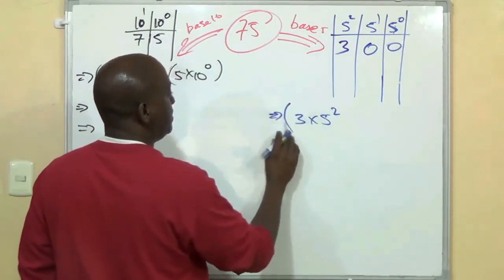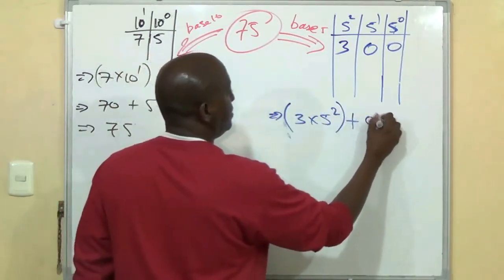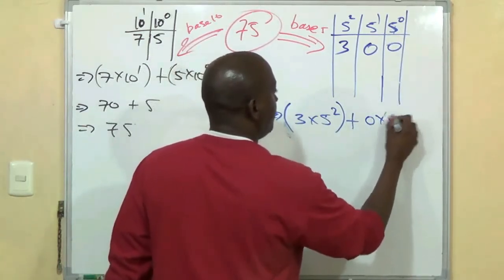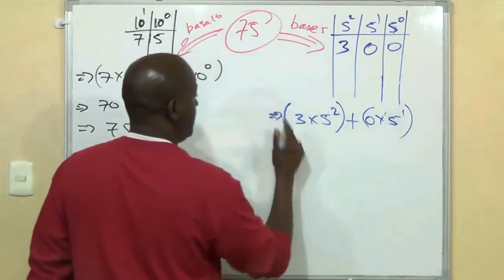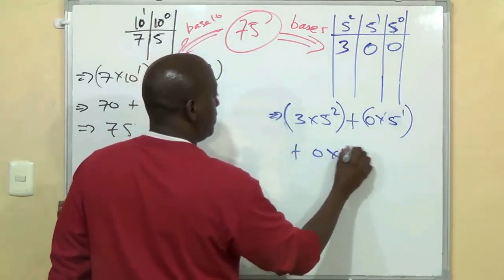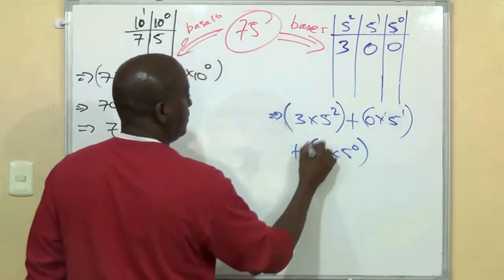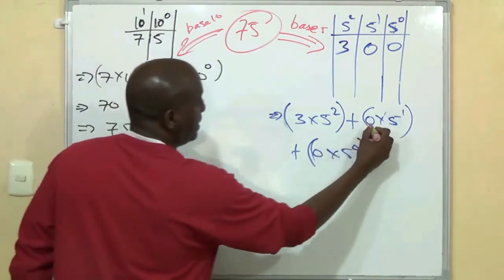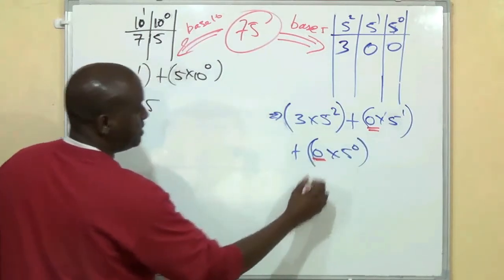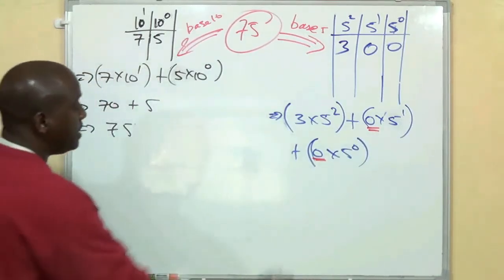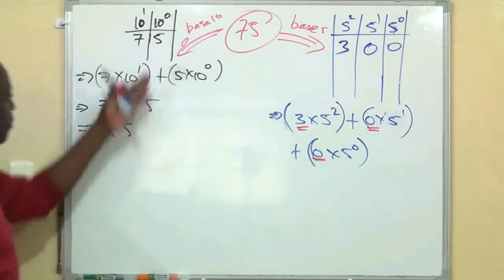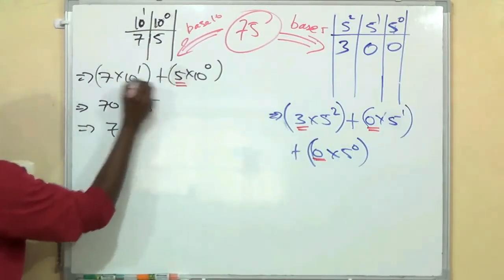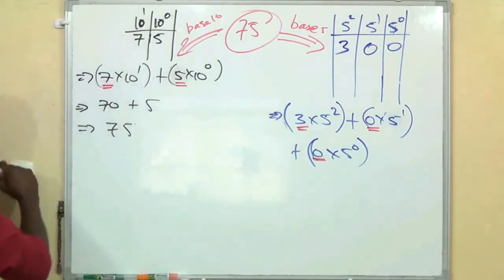And just for the sake of argument, I could say plus 0 by 5 to the power of 1, plus 0 by 5 to the power of 0. So in other words, the same coefficient that we were talking about here, in this case the coefficient is 0, in this case the coefficient is 0, in this case the coefficient is 3. Whereas in base 10 across here, the coefficient of 10 to the power of 0 is 5, and the coefficient of 10 to the power of 1 is 7.